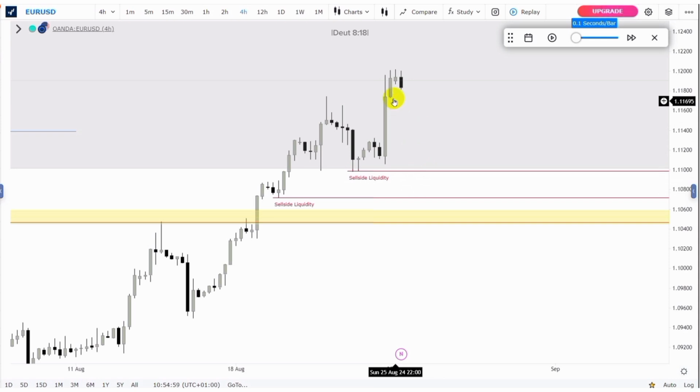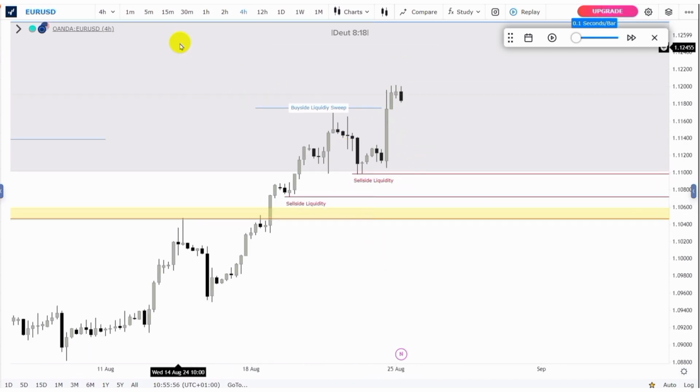So now what we can see is that we do not have a break of structure here in the 4-hour time frame. What we have is a buy side liquidity sweep. So we have a sweep on this buy side liquidity here in the 4-hour time frame. So we are expecting to see that the market will push further to the downside to take out the sell side liquidity. So let's go to the 15-minute time frame.